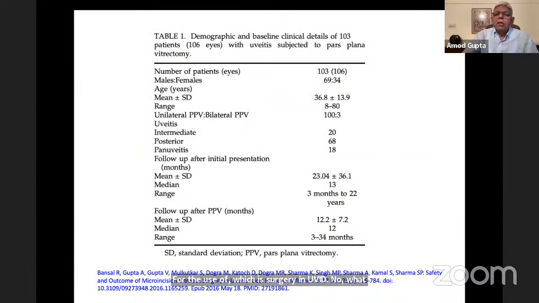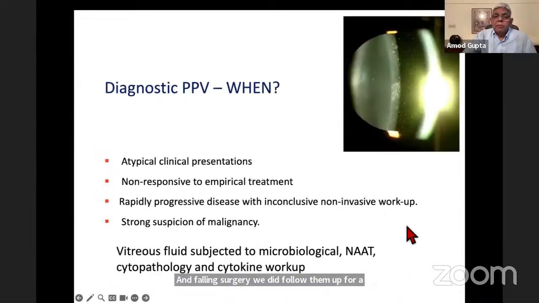Now, what I'm sharing here is our experience, which is one of the largest series of diagnostic therapeutic vitreous surgery among patients who posed us a diagnostic challenge, the majority of them being posterior uveitis, and some of them intermediate or panuveitis. These patients had been suffering from uveitis for a median of about 12 months, and the interval varied from 3 months to 34 months. Following surgery, we followed them up for a median of about 13 months.